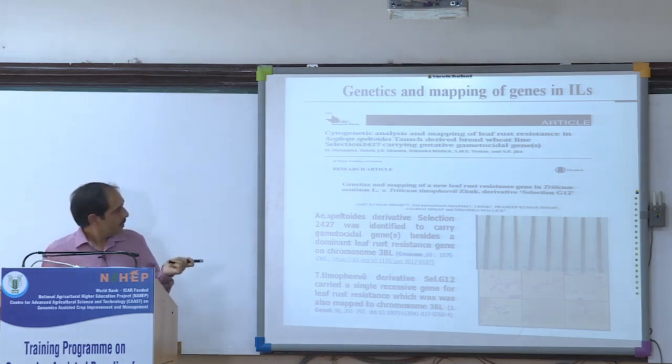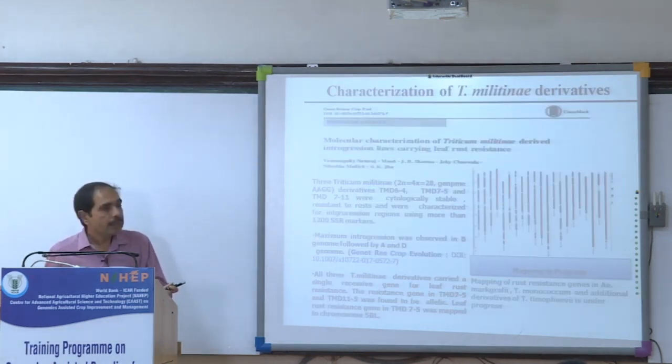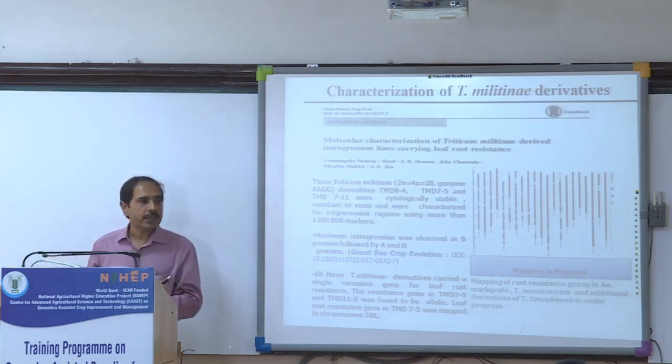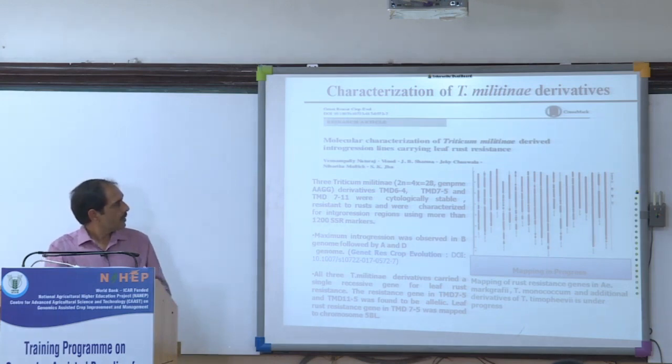Okay. So, we have many genes from Aegilops speltoides, so we are taking up mapping of those genes, and you have to develop markers. Then another area is molecular characterization, where you can use molecular markers. So, this is the resistance genes.